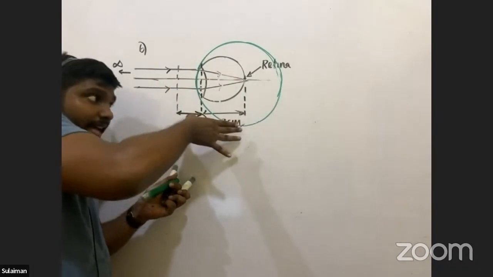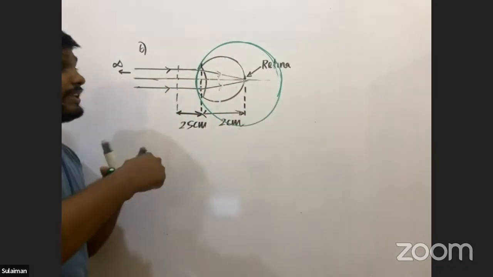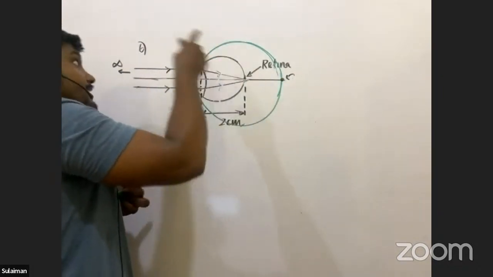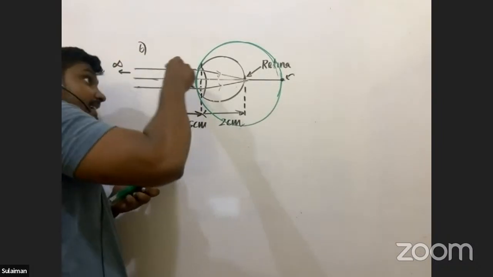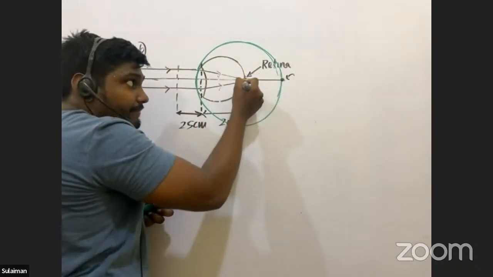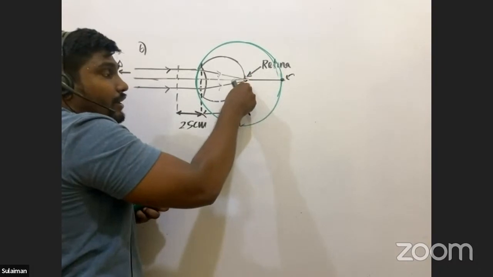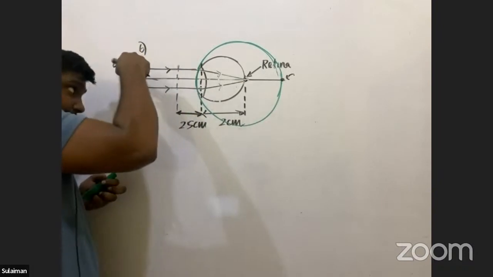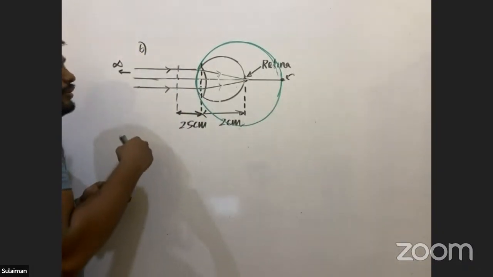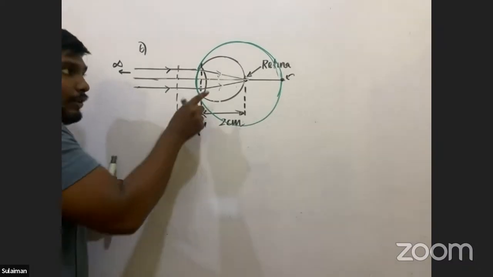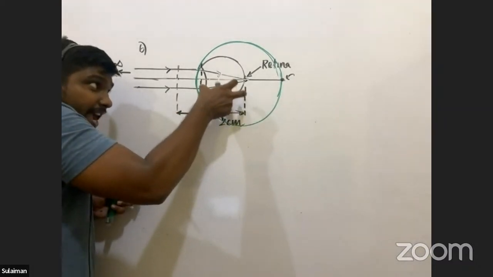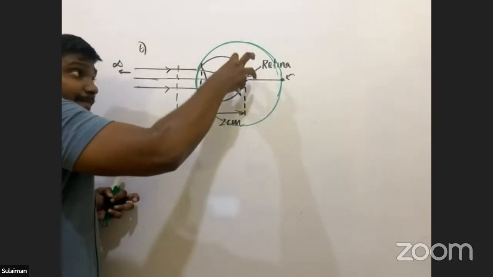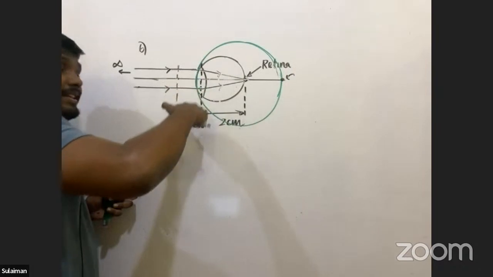But now the problem is that the diameter is 2.2 centimeters. Here is your retina now, but you can see that when you keep the object at infinity, light rays converge just before the retina. So then what happens? This eye cannot see objects placed far away. Because of the increase in the diameter of the eyeball, these light rays converge just before the retina. This person cannot see objects at infinity.